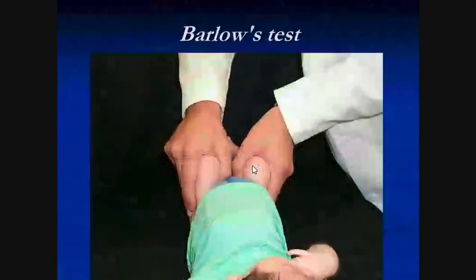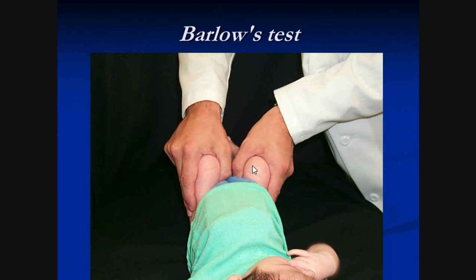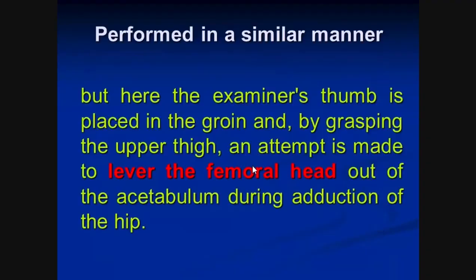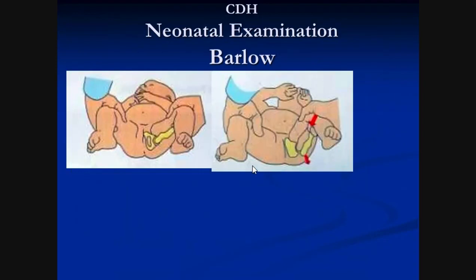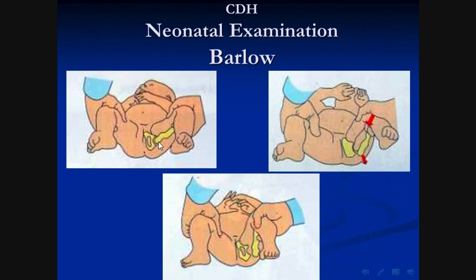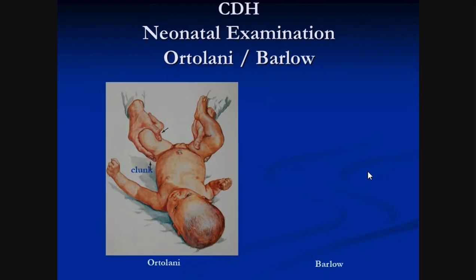Barlow's test is the reverse of the Ortolani test. Ortolani tries to reduce the hip to its place. In Barlow's, after reduction, we can dislocate the hip again. A Barlow's test is performed in a similar manner, but here the examiner's thumb is placed in the groin area, and by grasping the upper thigh, an attempt is made to dislocate the femoral head by doing an adduction movement of the hip joint. A Barlow's test here is a trial for dislocation after reduction by Ortolani. After we do Ortolani and reduction of the hip joint, we can perform a Barlow's test to dislocate the hip again. This is important for neonatal diagnosis of dislocation of the hip joint, Barlow's and Ortolani tests.